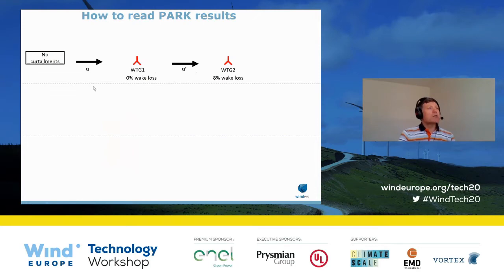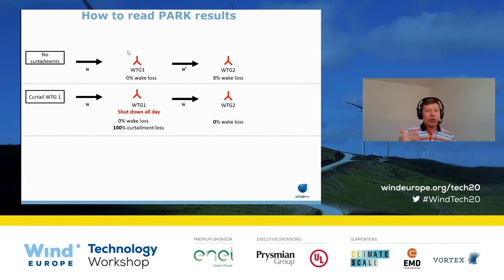So we have a certain wind speed impinging on turbine number one, obviously no wake losses. Out of it, the wind speed has probably changed because of its presence. And once it reaches number two, it will experience some wake losses due to the presence of number one, for example, 8% losses. Not having any curtailments, that's pretty much it.